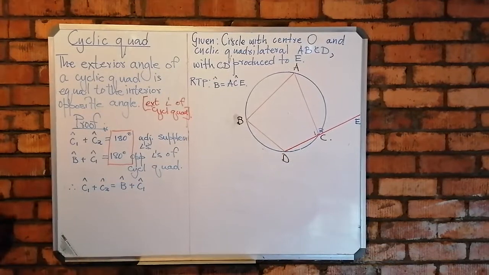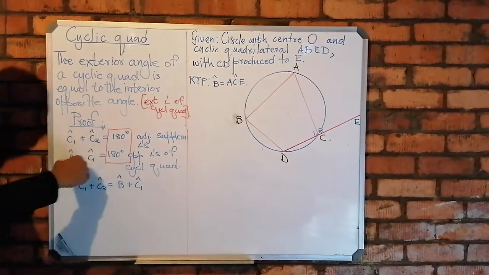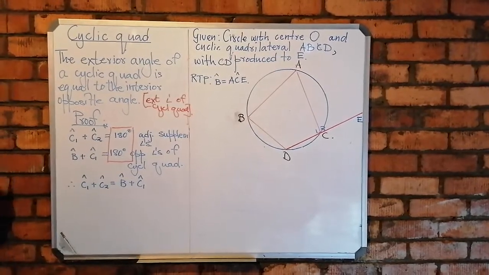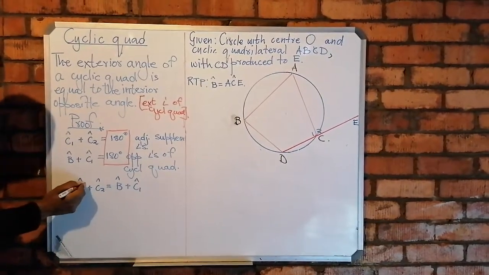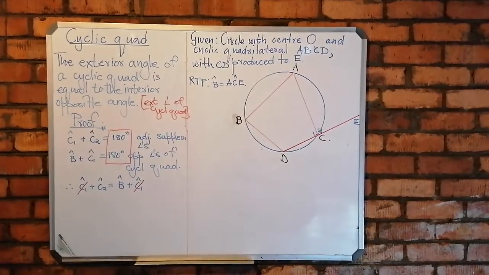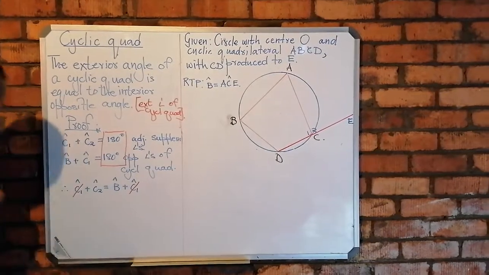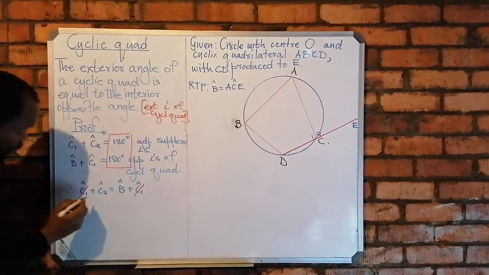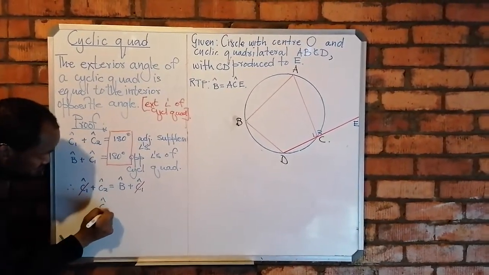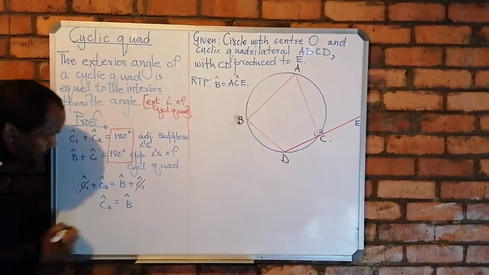Now, when you look at this, if I take angle C1 to this side, it would be negative. Therefore, this and that will cancel. Now, I can see that I'm left with angle C2, which is equal to angle B.